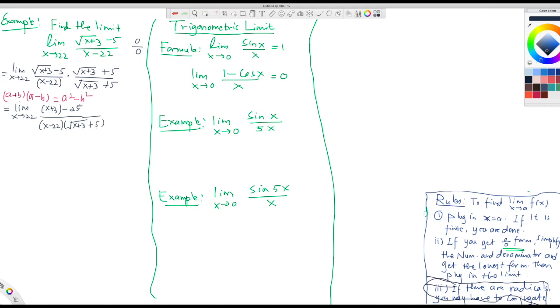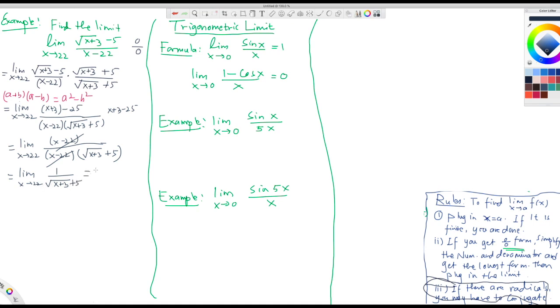Okay, so what do you get in the top? If you simplify, this is basically x plus 3 minus 25, right? Basically x minus 22. So the limit x tends to 22, x minus 22 on the top, and x minus 22 on the bottom, and then there is one more factor on the bottom, root x plus 3 plus 5. You cancel that out, divide by x minus 22. So you get the limit x tends to 22 of 1 over root x plus 3 plus 5. Now you plug in x tends to 22.